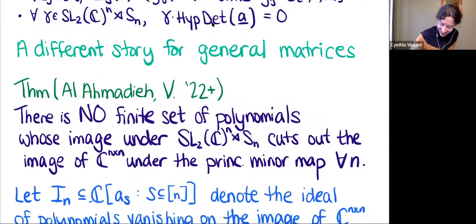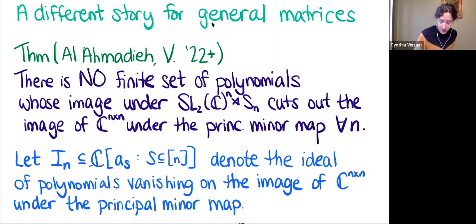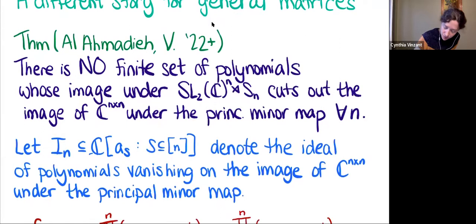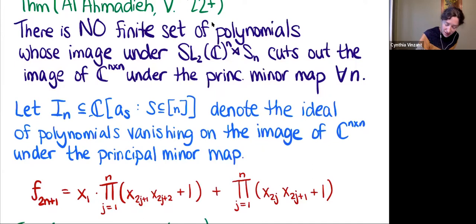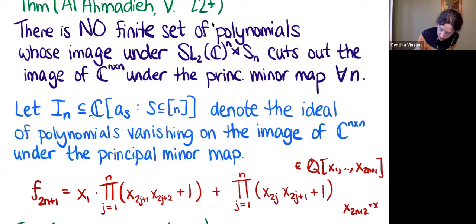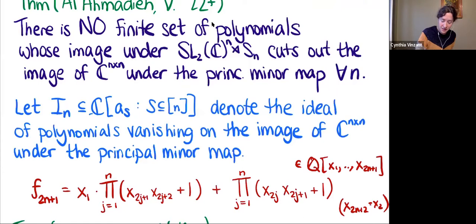And so just to give a taste of why this is true, suppose we let I sub n denote the ideal of polynomials vanishing on the image of n by n matrices under the principal minor map. The example that we use to show this is the following polynomial in 2n plus 1 variables, where here we identify x sub 2n plus 2 with x2. A nice multivariate polynomial of degree at most 1 in each of 2n plus 1 variables.